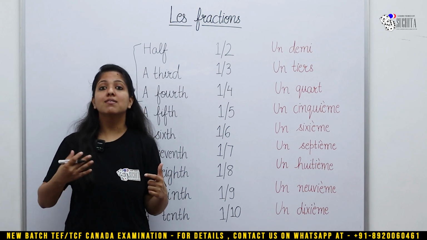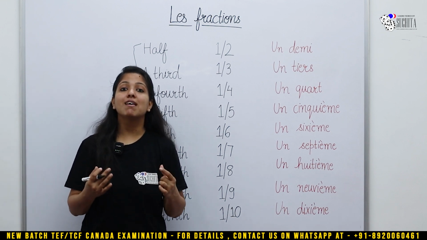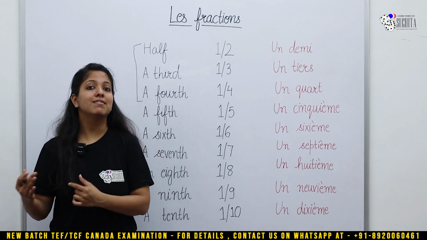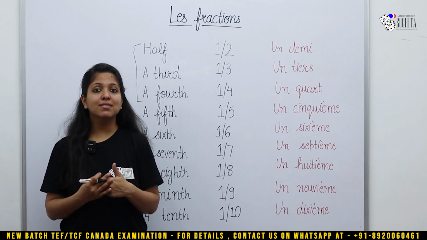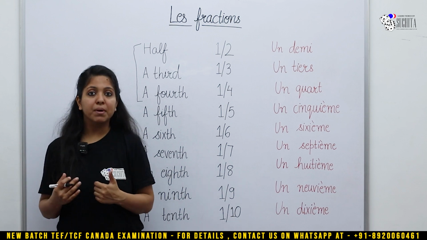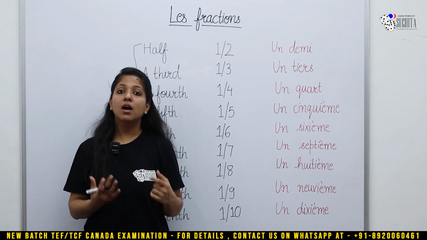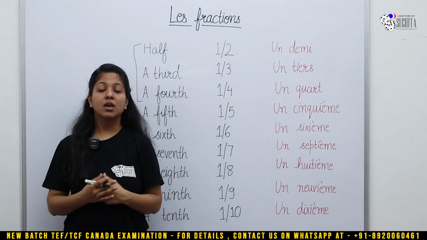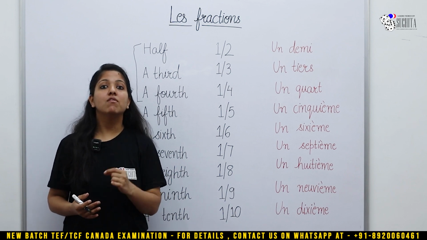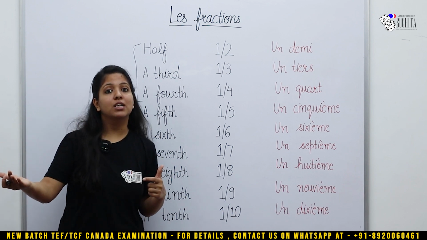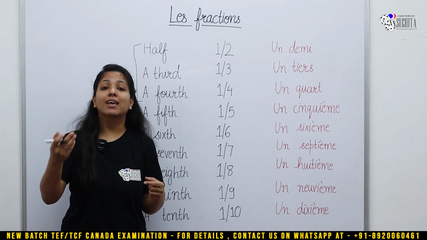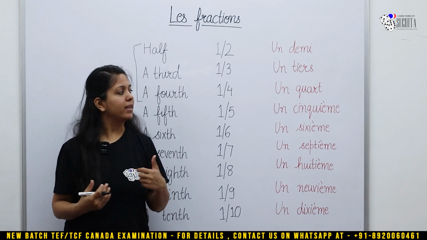1/16 would be un seizième. 1/17, un dix-septième. 1/18, un dix-huitième. 1/19, un dix-neuvième. 1/20th, un vingtième. And similarly, you can continue. Okay, 1/22nd, or you can continue like that.